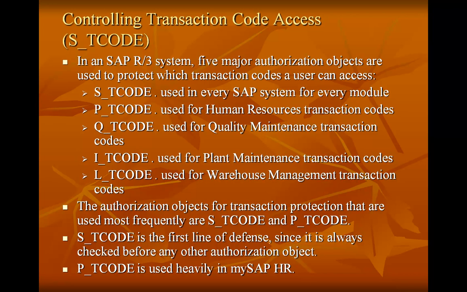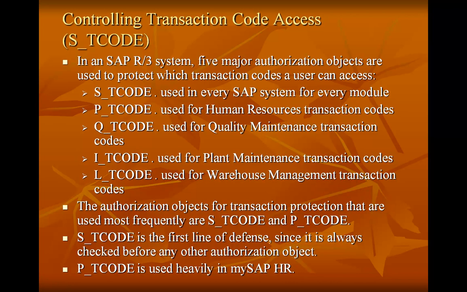Now let's say pp01 needs p_tcode and it's not there in the role. Instead of manually entering p_tcode into the role, you have to maintain the relationship between p_tcode and pp01 in the transaction SU24, and then edit the role so that p_tcode will automatically come into the role. Similarly, you have i_tcode for plant maintenance related transaction codes, and l_tcode for warehouse management related transaction codes.